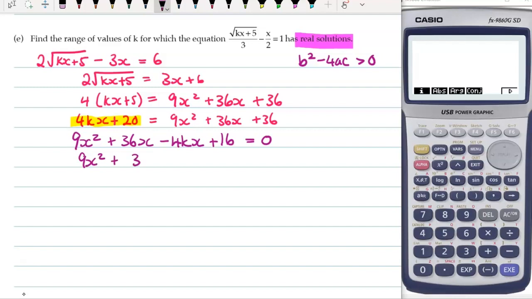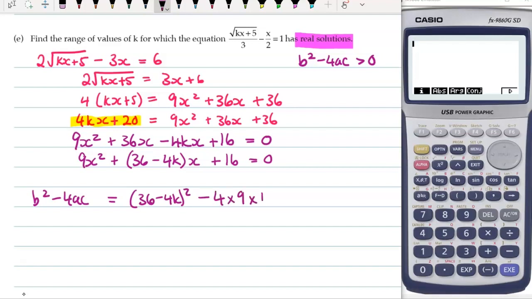If we just take that out as a factor so that we can easily pick out the b portion of this. So now b squared minus 4ac will be 36 minus 4k squared minus 4 times 9 times 16.